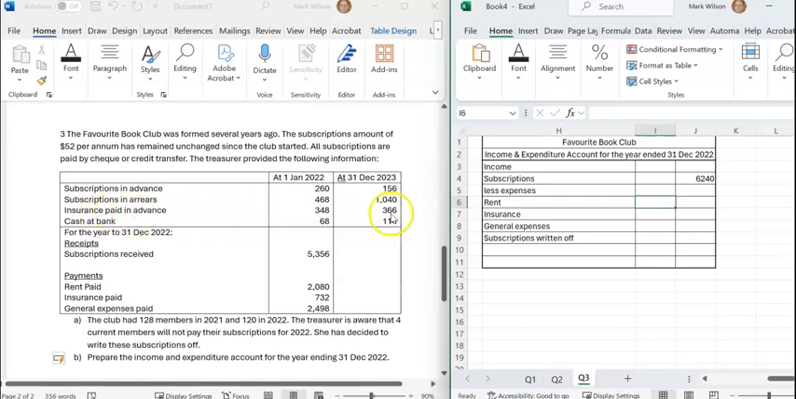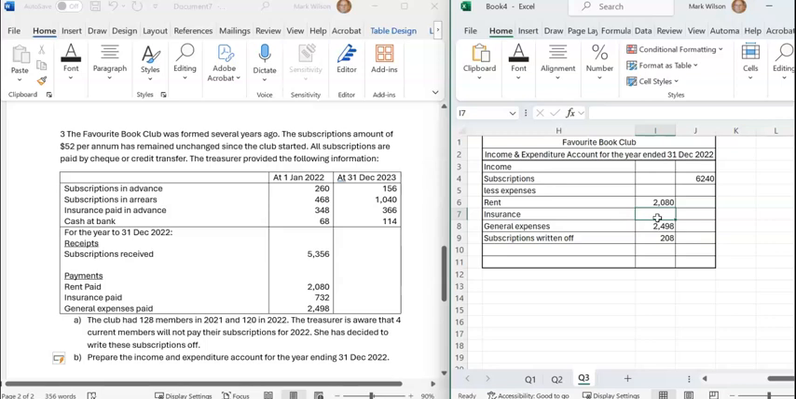So the insurance, we're going to need to adjust that figure. So let's do the easy one first. The rent is just a figure that's given to us, 1,080. The general expenses is given to us. Subscriptions written off, that was the 4 members, 4 times 52. And the insurance is a little bit tricky.